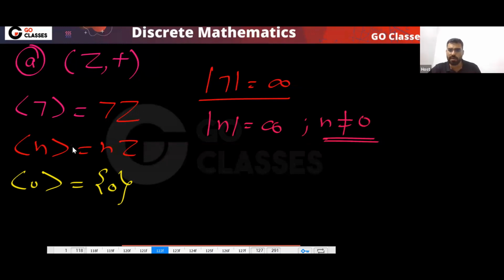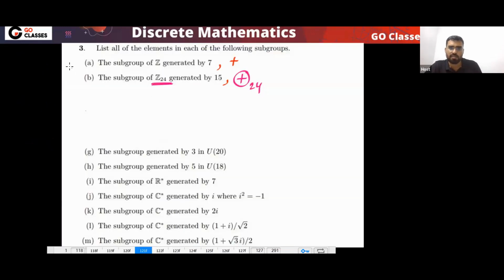So the subgroup generated by n will be nZ. The subgroup generated by 0 will be 0. So this question we have done. Okay, what about this? The subgroup of Z24 generated by 15.